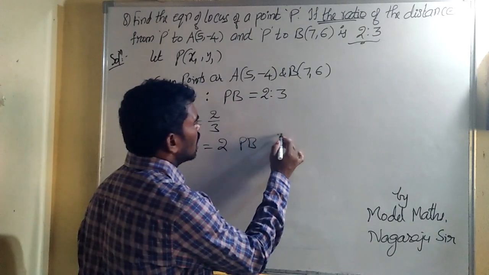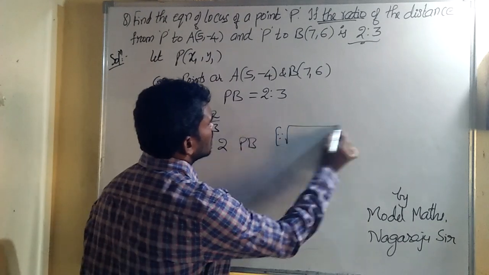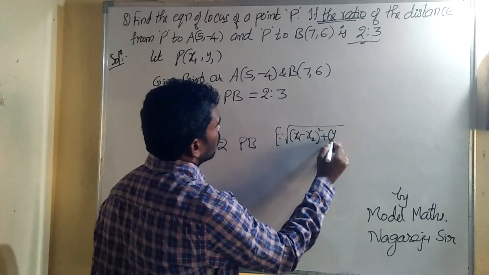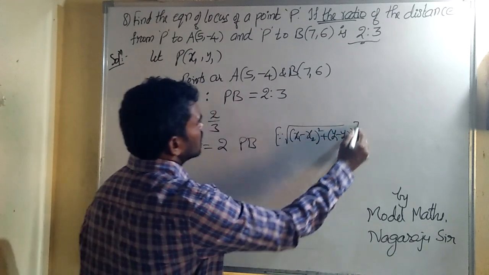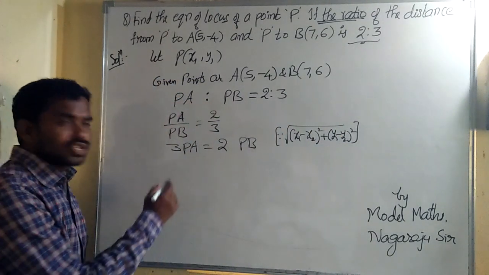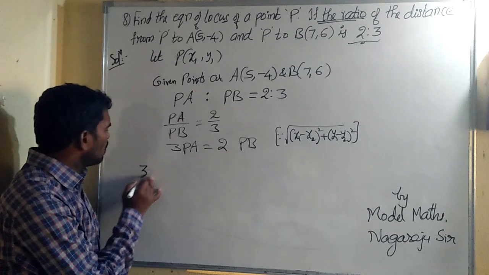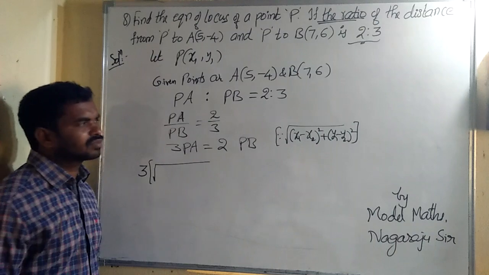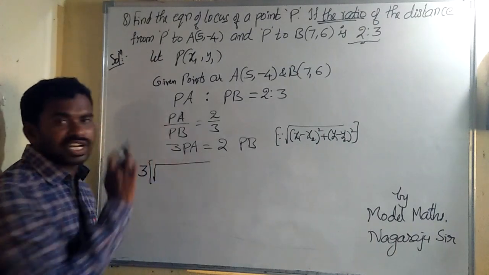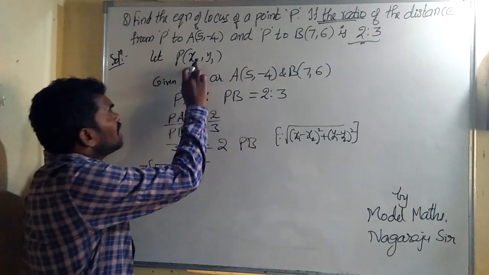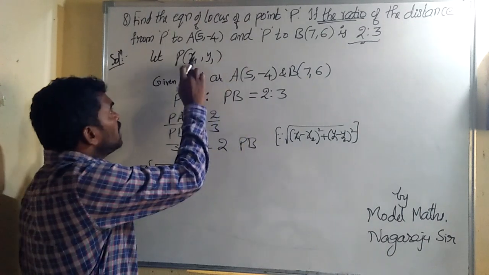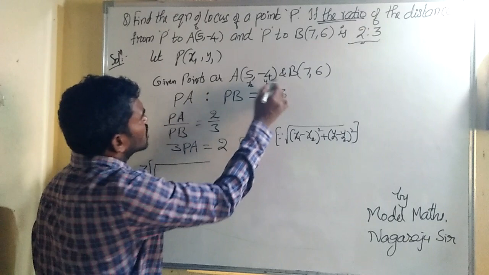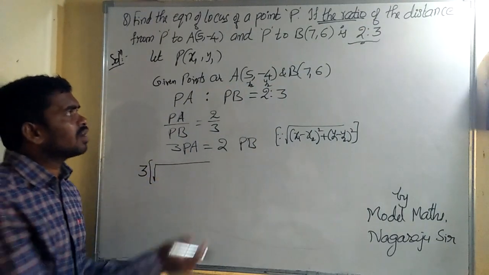Now apply the distance formula. What is the distance formula? I am writing here: root of (x1 minus x2) whole square plus (y1 minus y2) whole square. This is the distance formula. So here 3 means 3 only, and PA means the root of the PA distance. For P and A, P is (x1, y1), A take as (x2, y2).